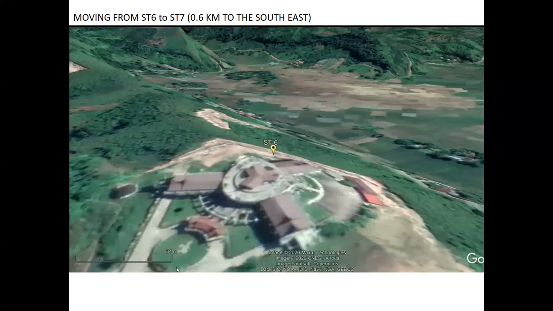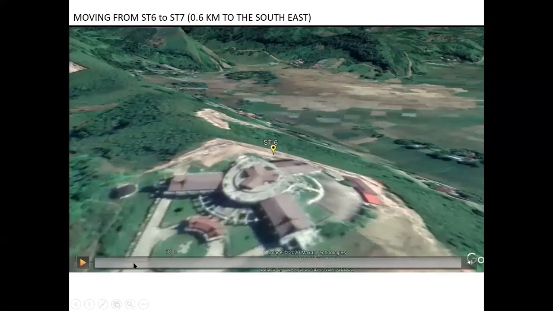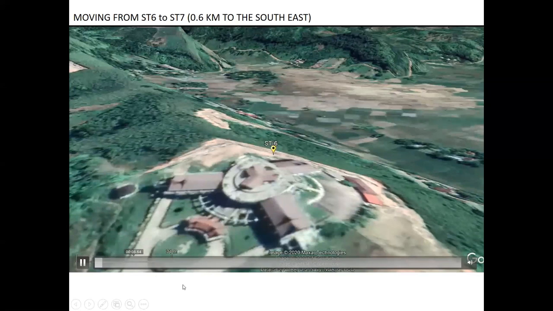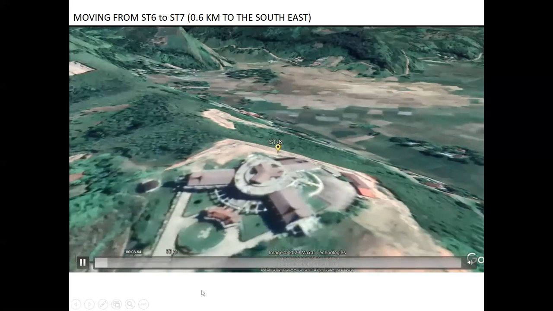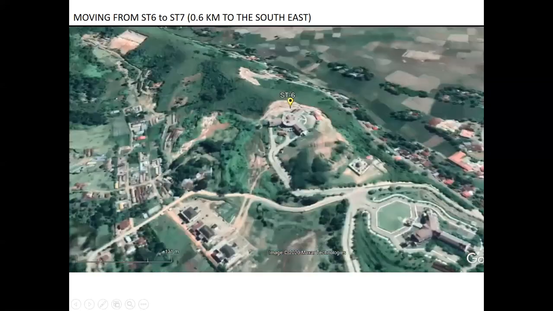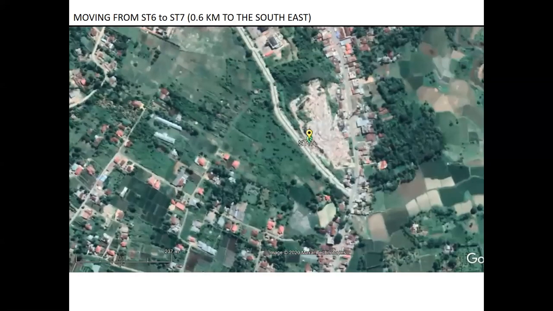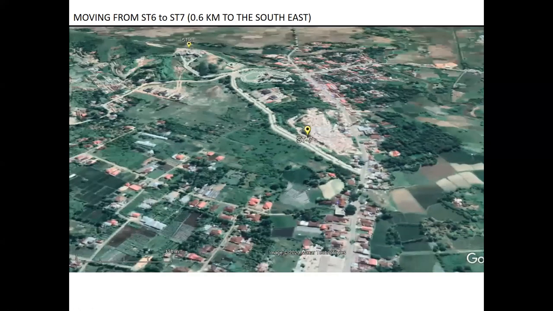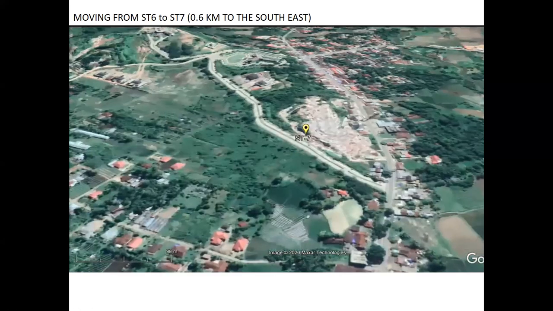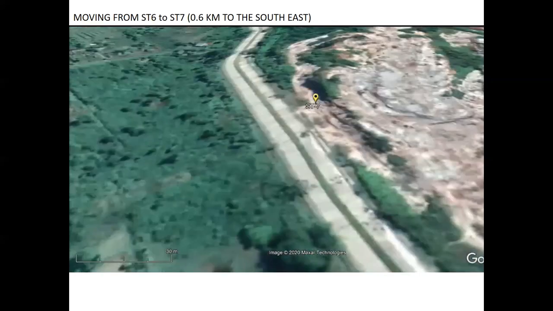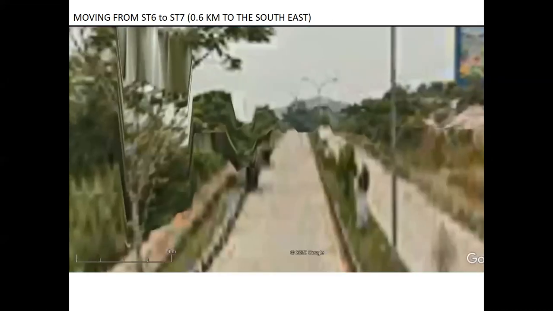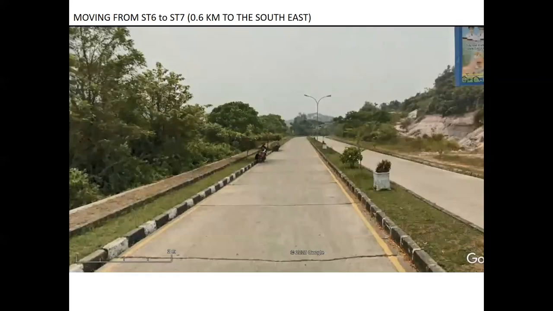Okay, now we are moving from stop set 6 to stop set 7. Basically, we are moving to the southeast. The distance is around 0.5 kilometer to stop set 7, which is our last outcrop for today. The specific location of this outcrop is in the backside of the Rumah Makan Sari Lamak. So if you can see in detail.